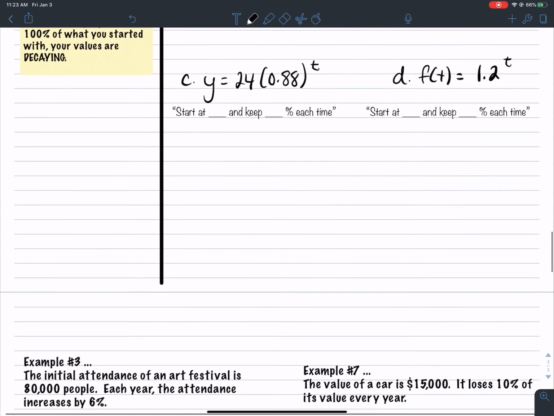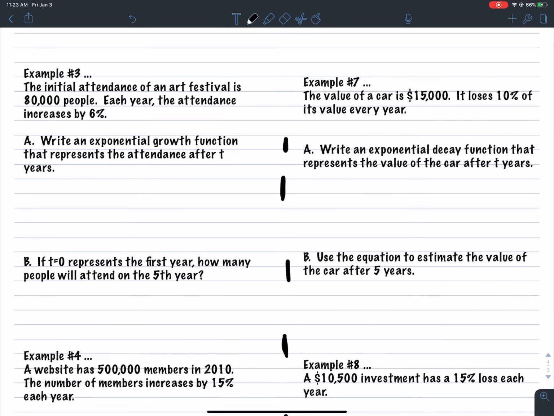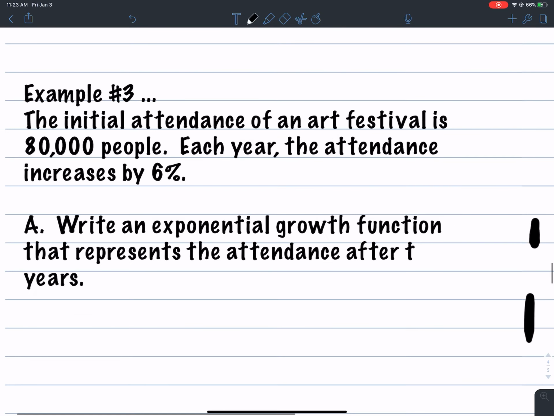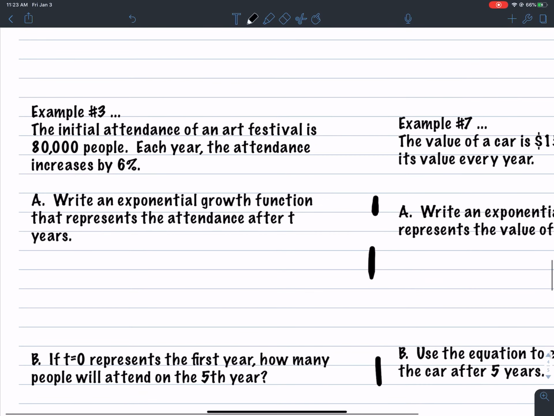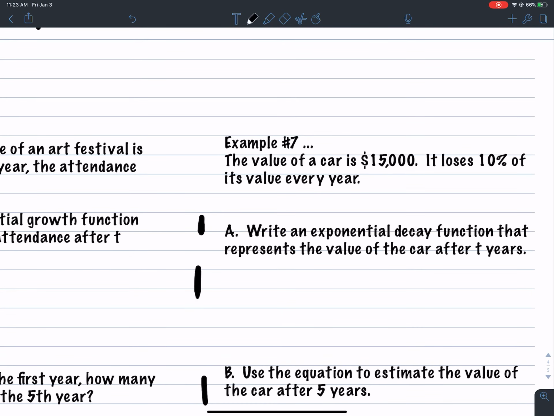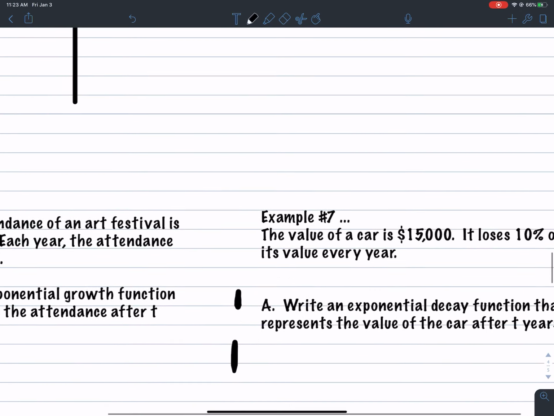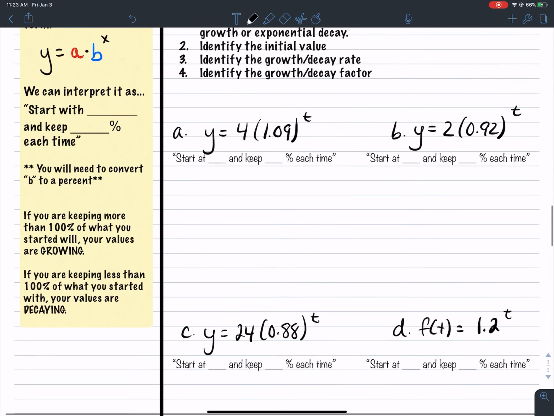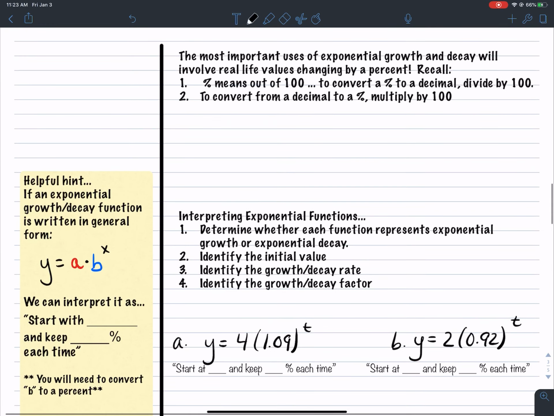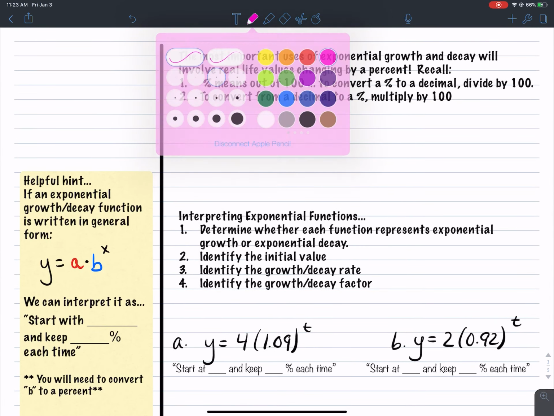So just to preface, we're working towards examples that involve things like percentages. Like just read example number 3. We have 80,000 people that attend a festival and the attendance increases by 6%. Or in this one, my car starts at 15,000 and it loses 10%. So those are very common applications. Before we get to that, though, just some background information about working with percents.